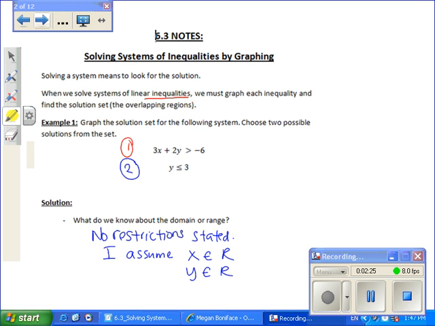So this is continuous data that I'm graphing, which means that I'm going to have what's called a continuous solution set. In other words, once I figure out where these two inequalities overlap, that shaded region where they overlap, I can say that all the real numbers in that shaded region are solutions. Okay, let's go ahead and start rearranging these so that we can graph them.